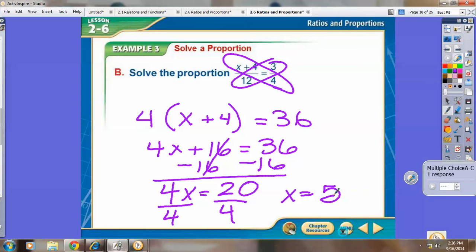How could we be certain that that is the right answer? Plug it back in. Guys, anytime we're solving an equation, you should always get it right because you can check it. Put 5 back in. 5 plus 4 is 9. So our numerator here is 9. Now cross multiply. 9 times 4 is 36. 12 times 3 is 36. Those two are equal.